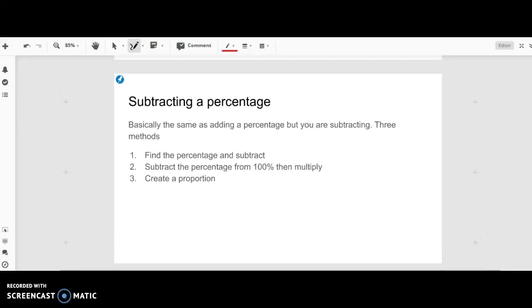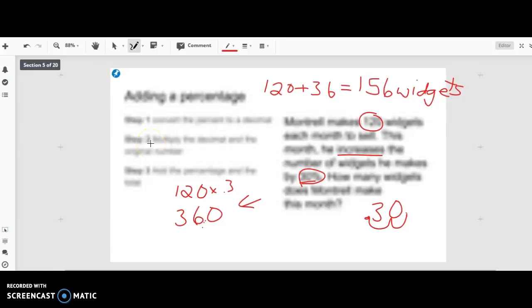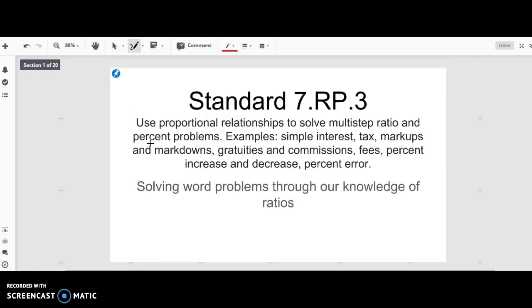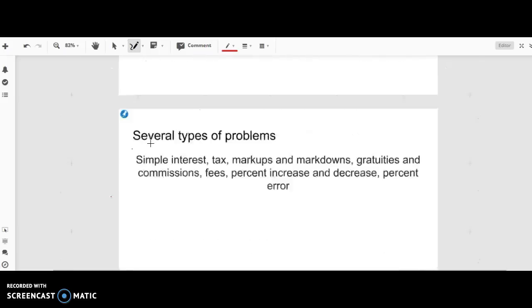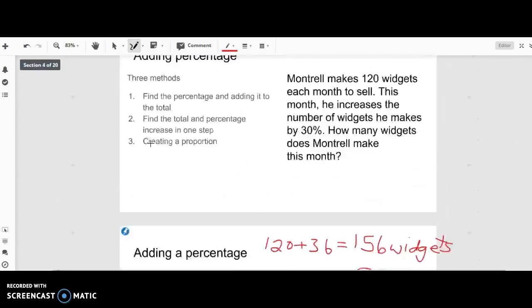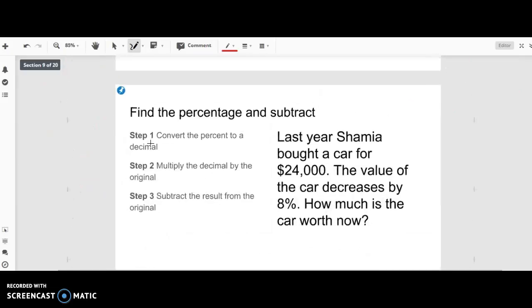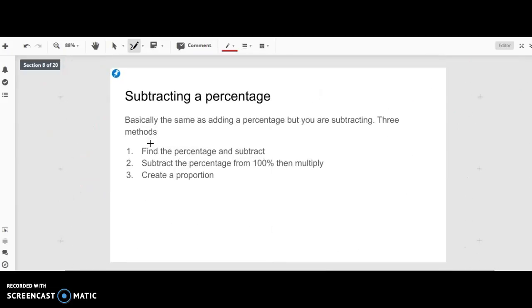So we are talking about, let me zip up to the beginning. We are talking about standard 7.RP.3, ratios and proportions, using proportional relationships to solve multi-step ratio percent problems. So we're going to talk a lot about percents today. And if you watched the whole 15-minute video before, you know I did the adding. Now we're doing subtracting a percentage. It's basically the same thing except you're subtracting.